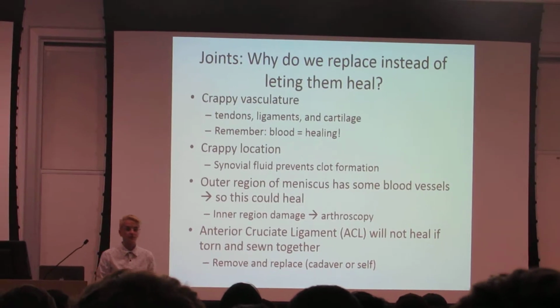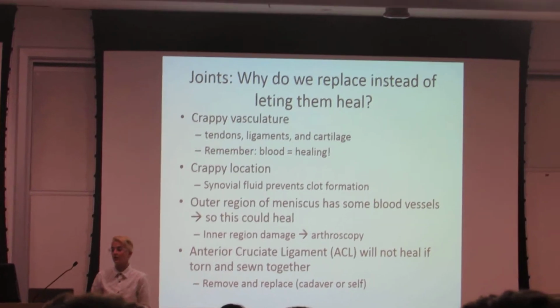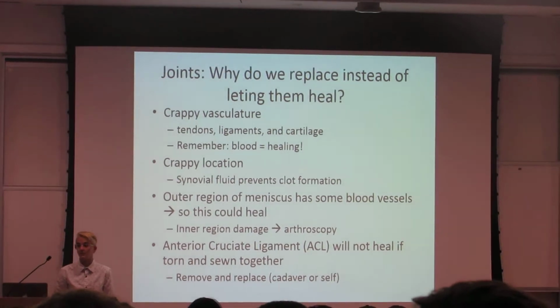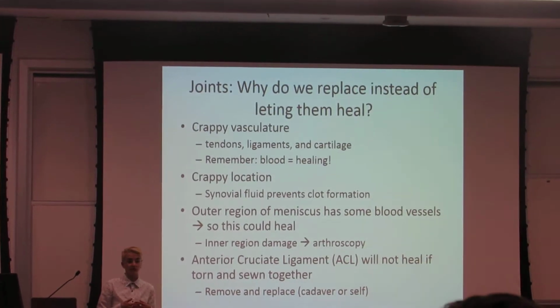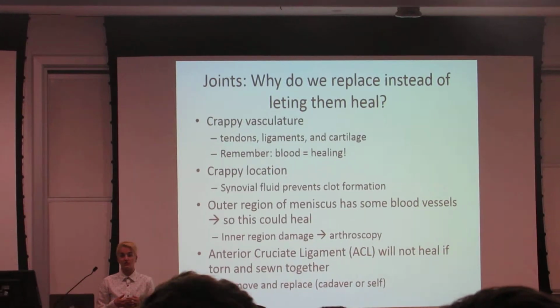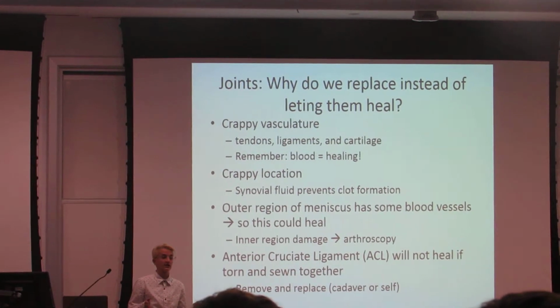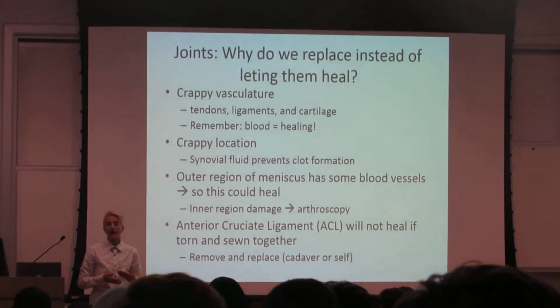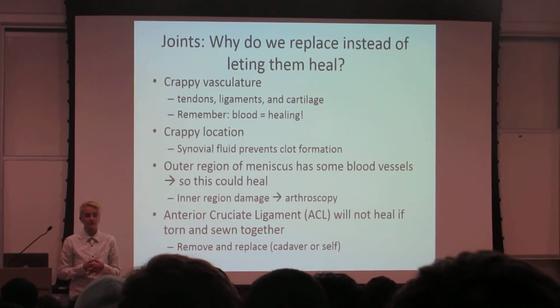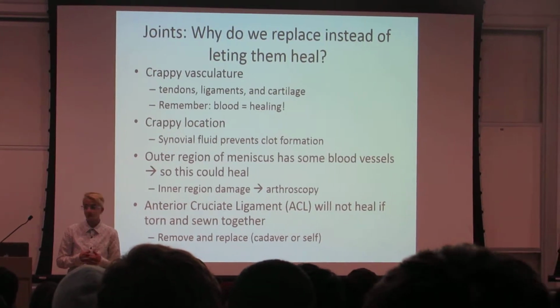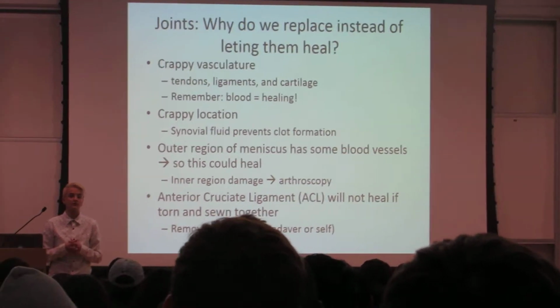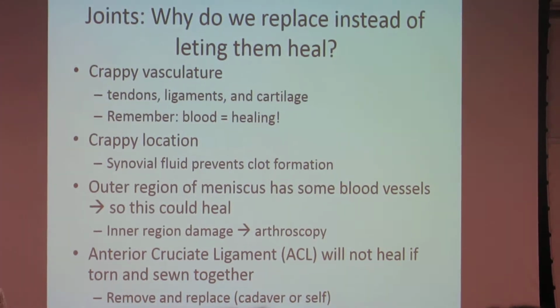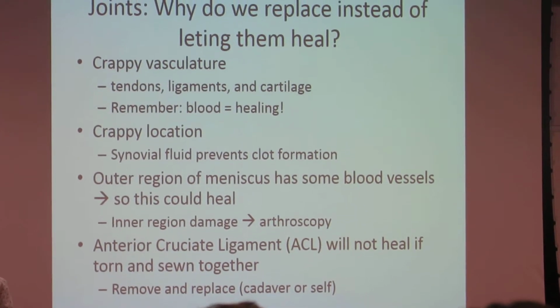But just to show that vasculature is really the main thing here, the outer region of the meniscus has some blood vessels. So if you get a very specific type of meniscal injury, there is a chance that you can heal it on your own without getting it replaced, without getting it pulled out. But it has to be the vascular region. If you have inner region damage, which is avascular, you have to go through arthroscopy and the other things.